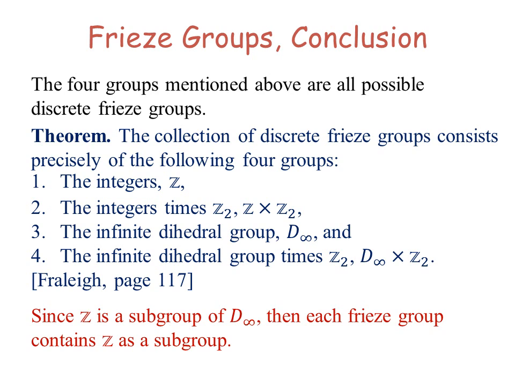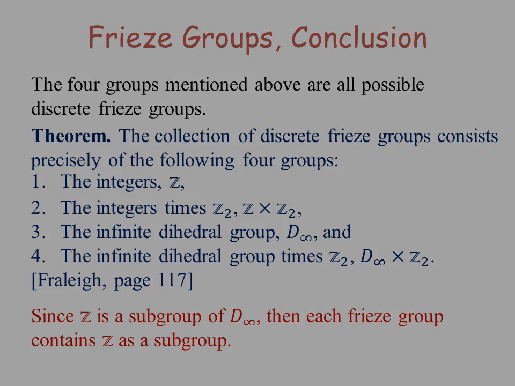As a theorem, the collection of discrete Frieze groups consists precisely of the following 4 groups: the integers, the integers times Z2, the infinite dihedral group D infinity, and the infinite dihedral group times Z2. We observe that since the integers are a subgroup of D infinity, each Frieze group contains the integers as a subgroup.